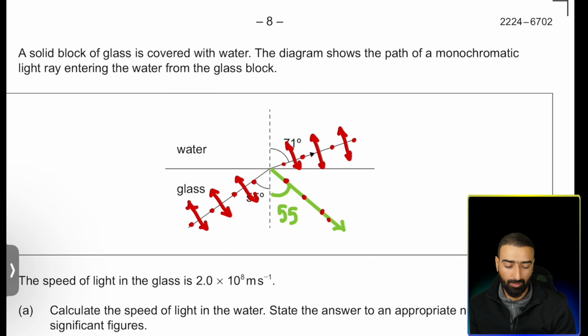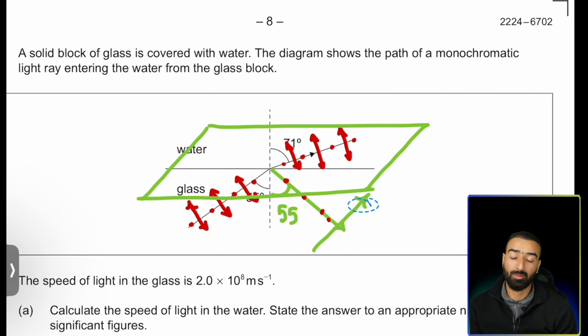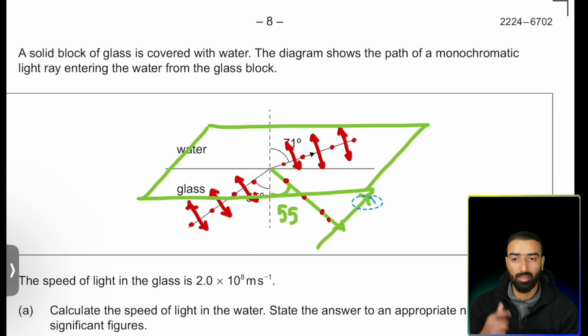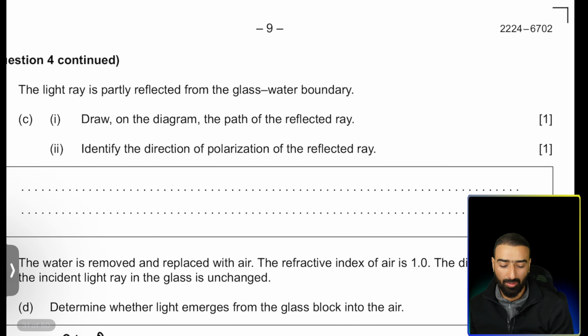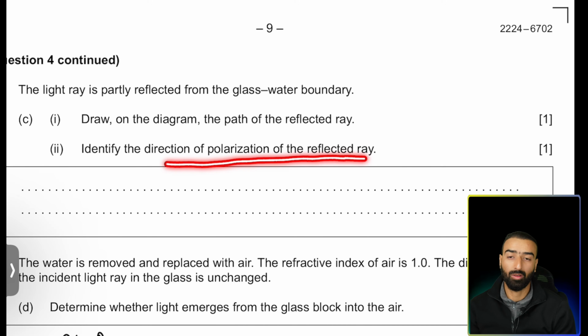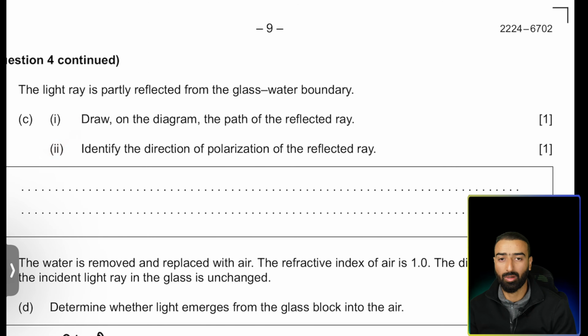Now this electric field vector that points into the screen is parallel to the interface. This interface here, the water-glass interface, and the electric field lines are parallel. It's parallel to the interface. So we should say that the direction of polarization of the reflected ray is along the interface. And that completes this part of the problem.